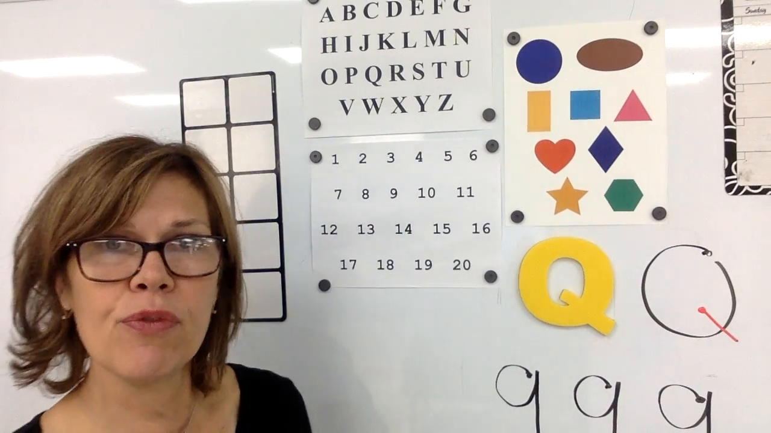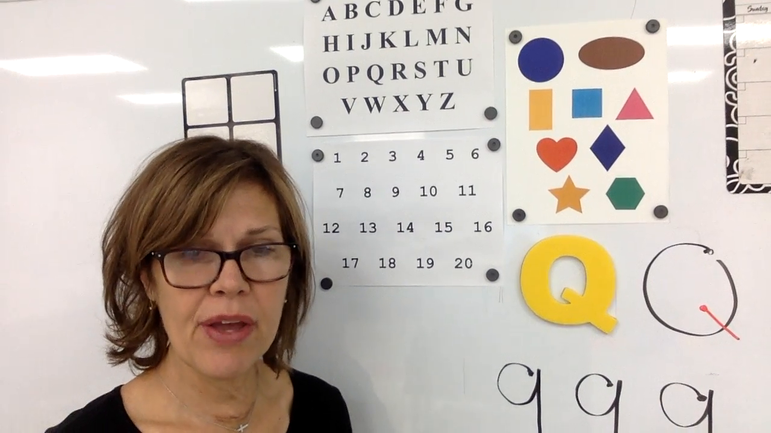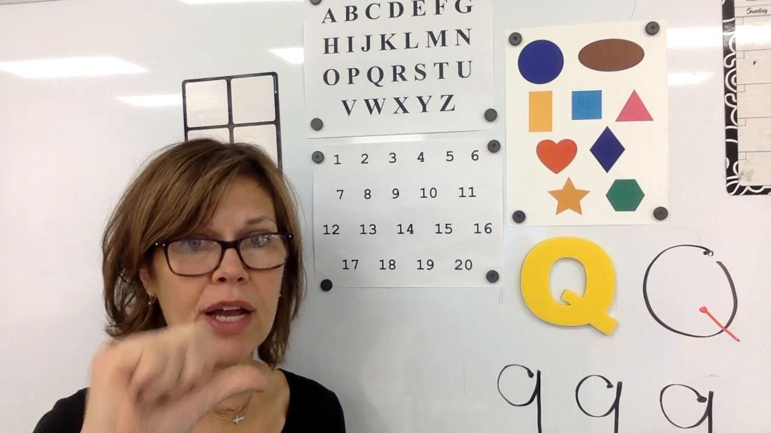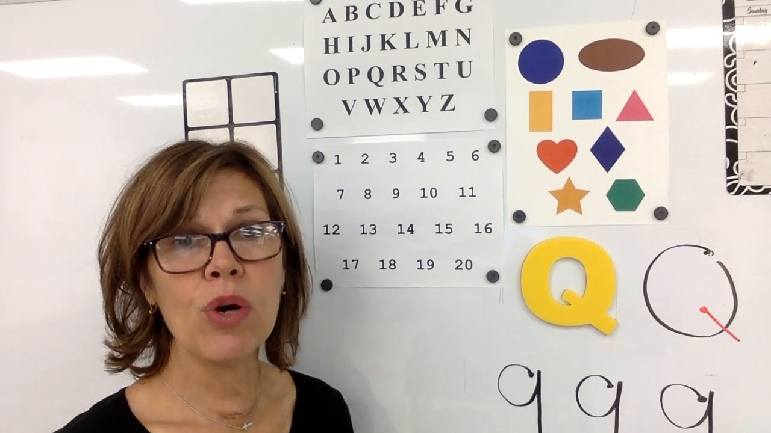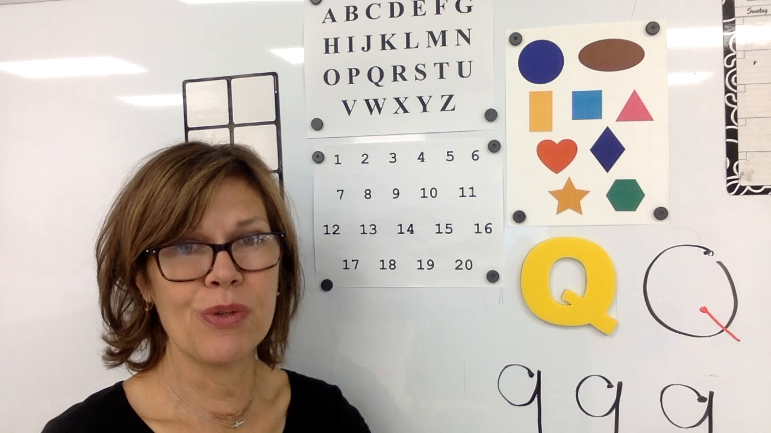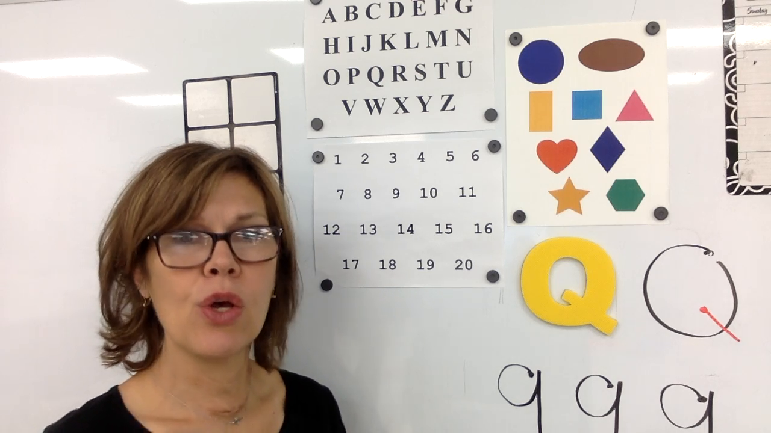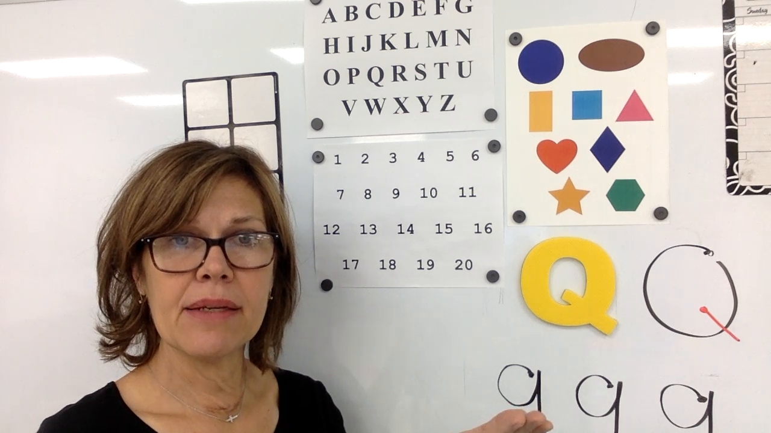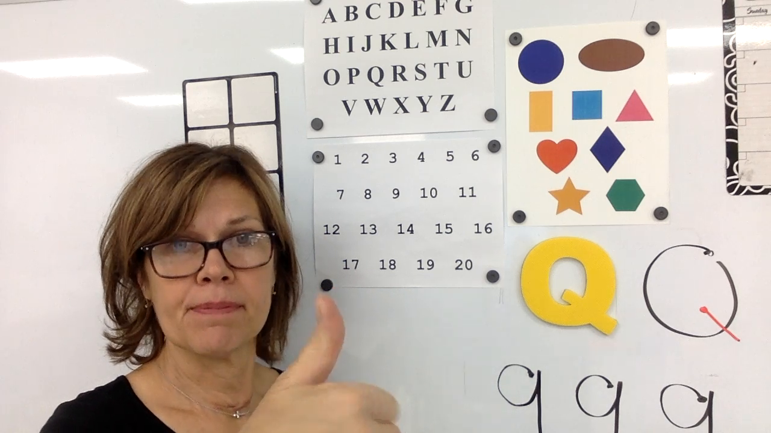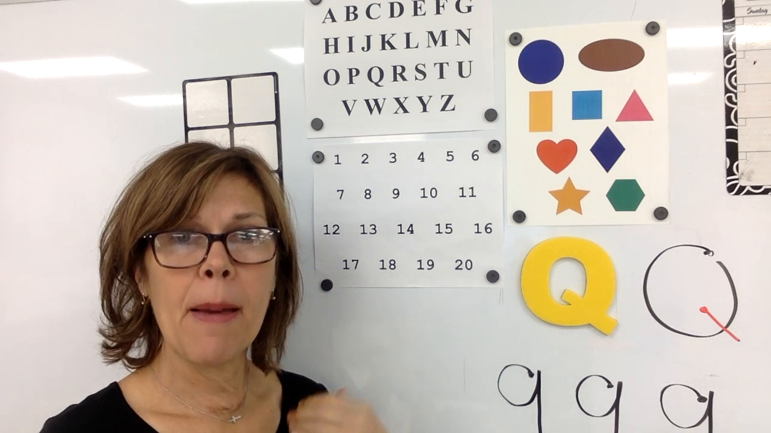And let's go ahead and move on to rhyming. I say 2 words. If they rhyme, you give me a thumbs up. If they don't rhyme, thumbs down. And if they don't rhyme, we'll come up with 2 words that do rhyme with those words. Are you ready? Queen, bean. Quit, mitt.